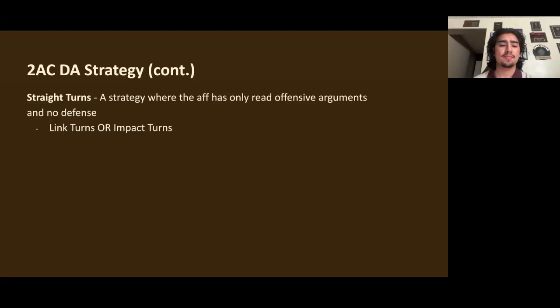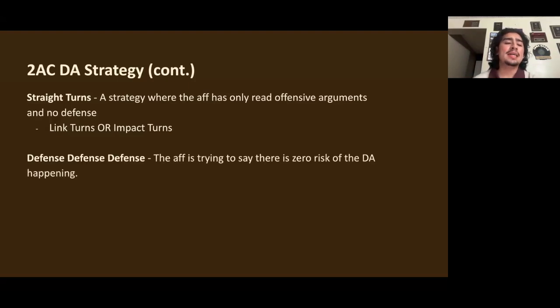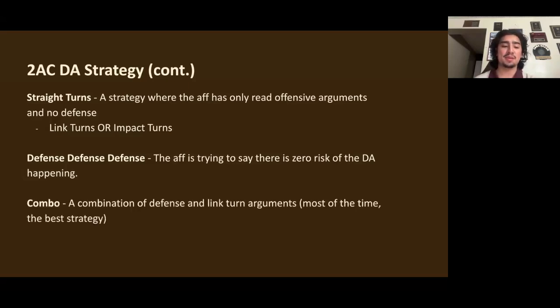Those contradict. Okay. Another approach is defense, defense, defense. Just a bunch of arguments saying that the AF argues that there is zero risk of the disad happening. Another example is the combination strategy, which is just a combination of defense and link turn arguments.